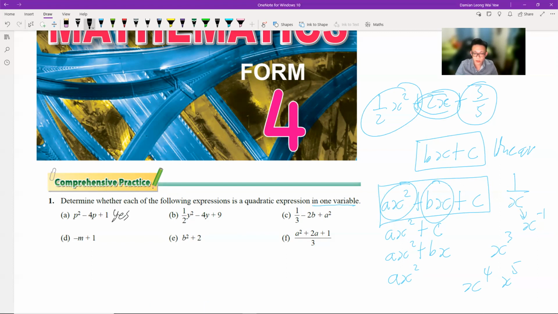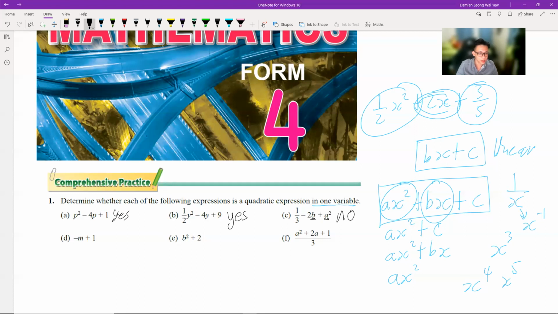Second one here, even though there's a fraction, like I said, fraction isn't an issue, and everything else fits the bill. So this is also a quadratic expression in one variable. For c, square, power 1 and power 0 are fine, but these are two different variables. So this is a two-variable quadratic expression. So this is no.